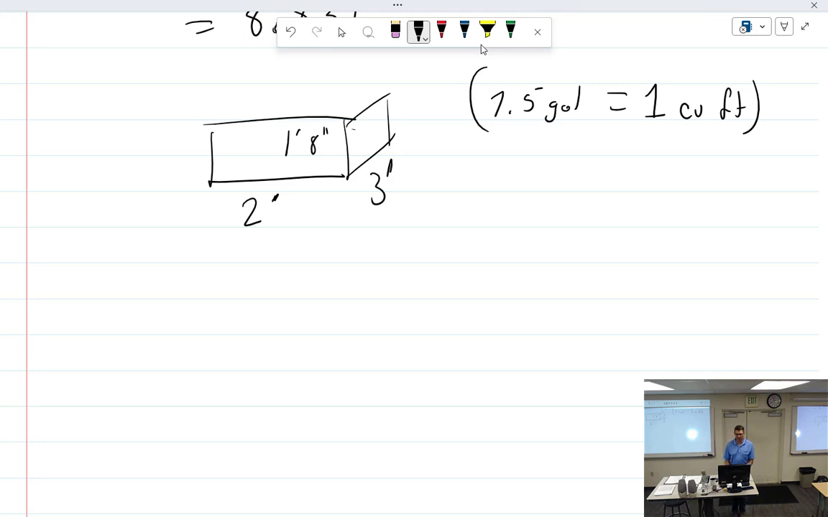So what are we going to convert to? Feet. I want everything in feet. So what is 1 foot 8 inches? Oh, it's just 1.8, right? No, it is not. So I do 8 divided by 12, which is 0.66666. I'm just going to call that 1.67. So 2 times 3 times 1.67 equals 10.02.